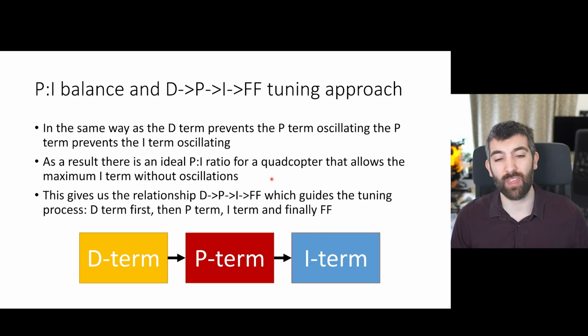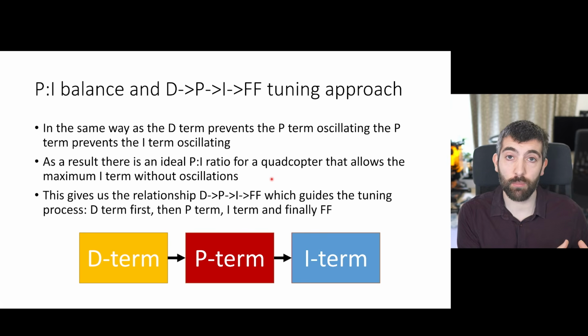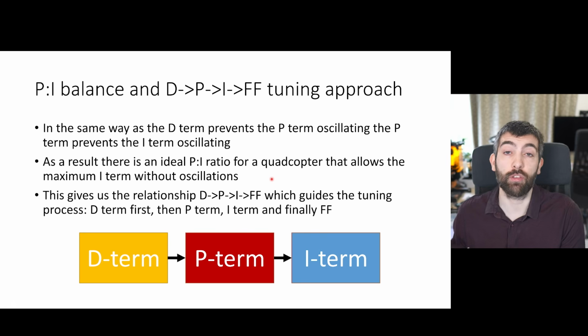And this gives us the relationship or the tuning flow, which starts with the D term, then the P term, then the I term, and then finally other terms like the feedforward term. And this guides us through the tuning to make sure that we're going to get a quad that is going to fly really nicely without oscillations from any of the terms in the PID controller.